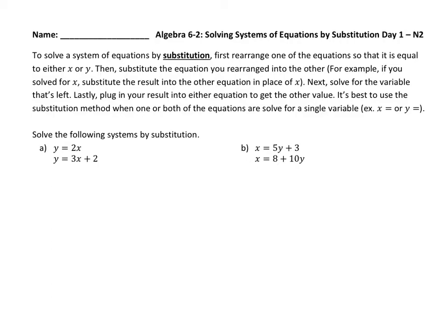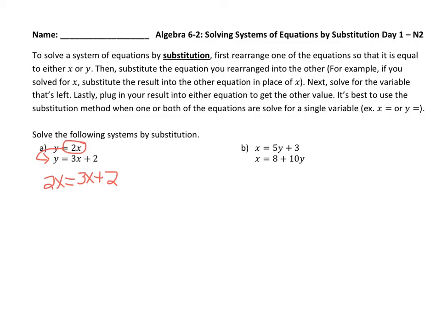If we take a look at letter A, we have y equals 2x and y equals 3x plus 2. Now, both my equations are solved for y. You only need one equation that's solved for either x or y, but they have both, so that's perfect. We don't have to do any work in the beginning. So I know that 2x equals y. So I can take this 2x and substitute it into my second equation instead of y. I know that y equals 2x, so instead of writing y, I'm going to write 2x equals, bring the rest down.